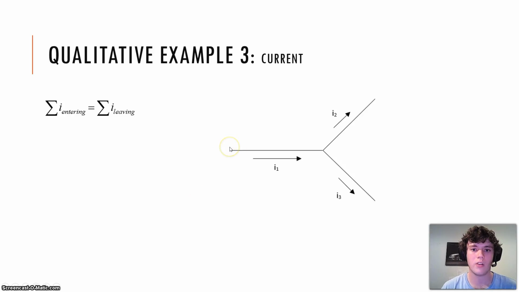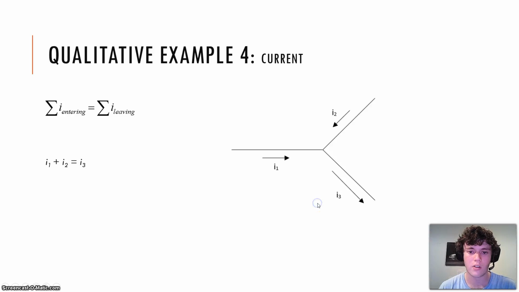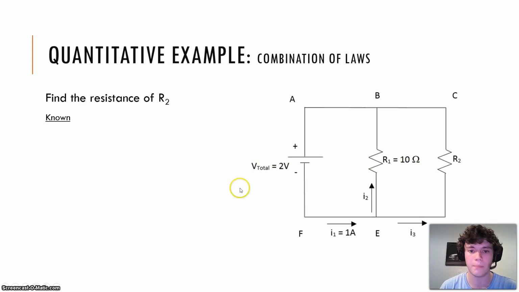So Kirchhoff's current law in this example tells us that the current entering the node is I1 and the currents leaving the node are I2 and I3. So the sum of these is I1 is equal to I2 plus I3. In this example we have two currents entering the node and one current leaving the node. So I1 plus I2 is equal to I3. Let's have a go at applying it to a real problem.